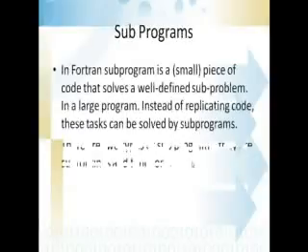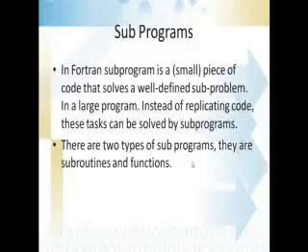Subprograms. In Fortran, a subprogram is a small piece of code that solves a well-defined subproblem. In a large program, instead of repeating code, these tasks can be solved by subprograms. There are two types of subprograms. They are subroutines and functions. Subprograms decrease the complexity of the main program.